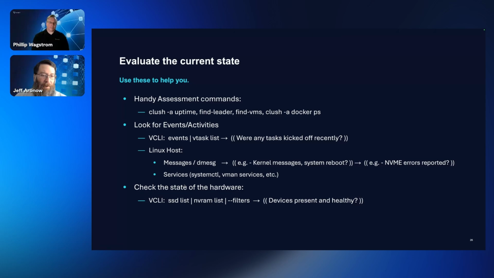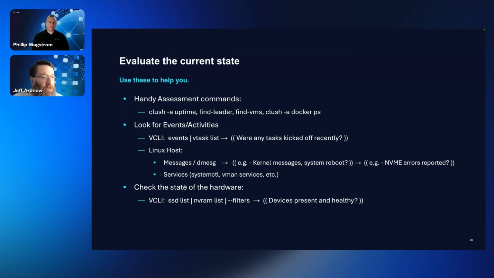And then we have, using again that clush command, you can go out and get the Docker status for the containers that run on any particular node. The next thing we want to look at is very specific events or activities taking place on the cluster. In the vCLI, which gives you a CLI interface to the VMs, you can run commands to look at what tasks are currently ongoing on the system.